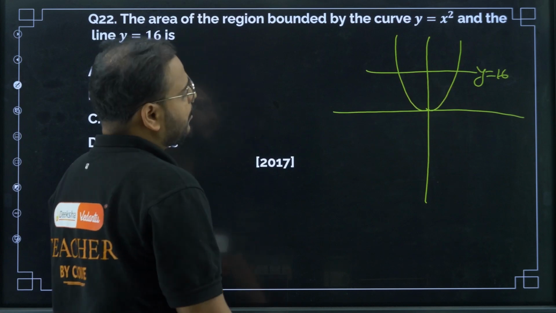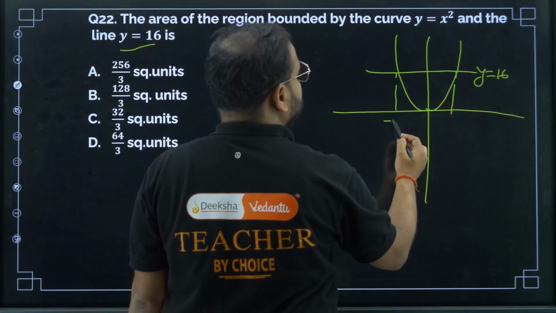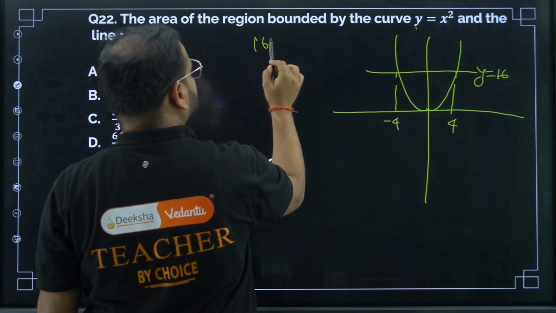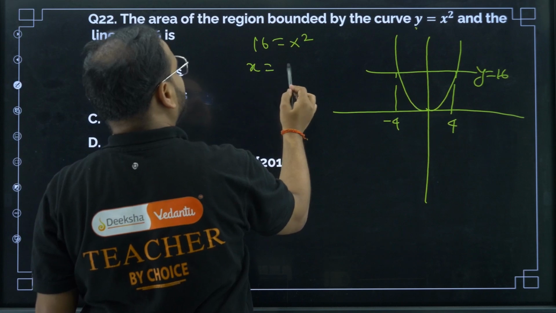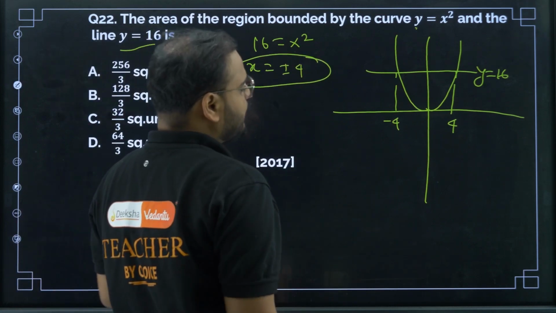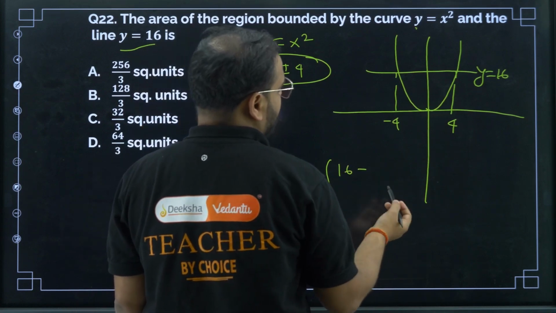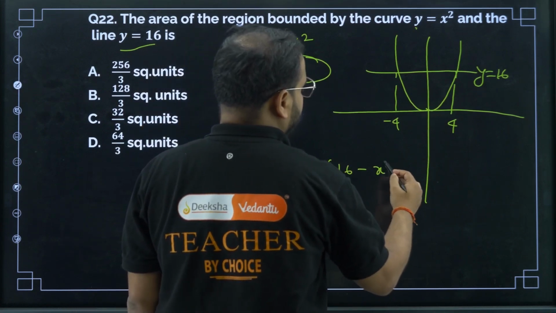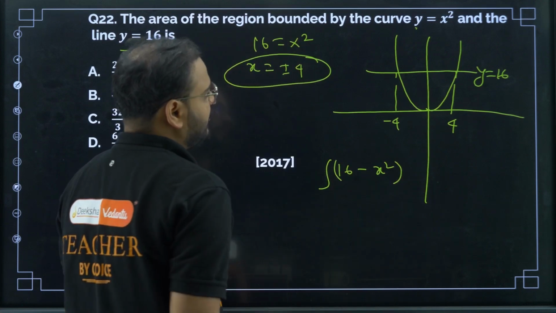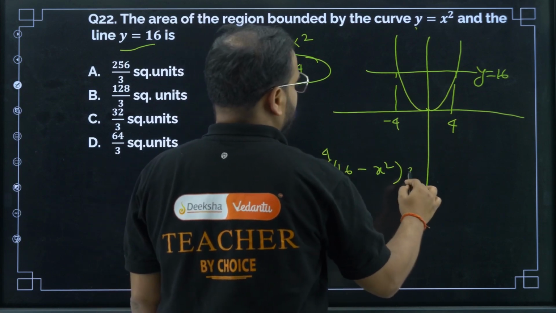What's the limit condition? If you cross check, it will become minus 4 to 4. How come, sir? Put y equals 16 over here. 16 equals x square. Take the root. X equals plus minus 4. So minus 4 to 4. So integrate 16 minus x square, from minus 4 to 4, dx.